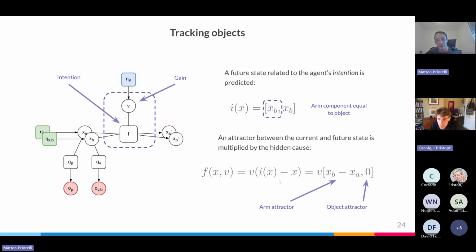Okay. And you compute a difference between the future and the current states, and you see that we have a useful decomposition between the arm attractor and the object attractors, which in this case is 0, and means that the agent doesn't intend to move the object. And you see that in this case, the hidden causes do not encode a target position, but they encode a trajectory gain, which multiplies this difference in the dynamics function.